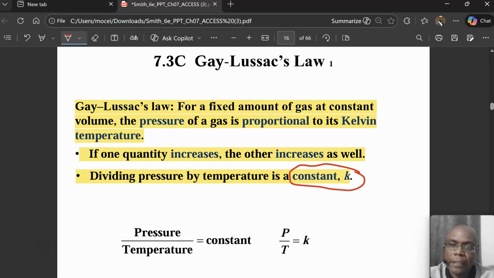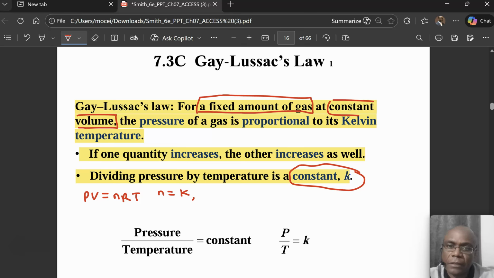K. Again, I'll take you back to the ideal gas law, which is the mother of all these gas laws. Pressure times volume equals the number of moles times the gas constant times temperature in Kelvin. So Gay-Lussac's law talks about a fixed amount of gas. So here n is constant at a constant volume. So the amount of gas and volume are not changing. Volume is constant. The pressure of a gas is proportional to its Kelvin temperature.